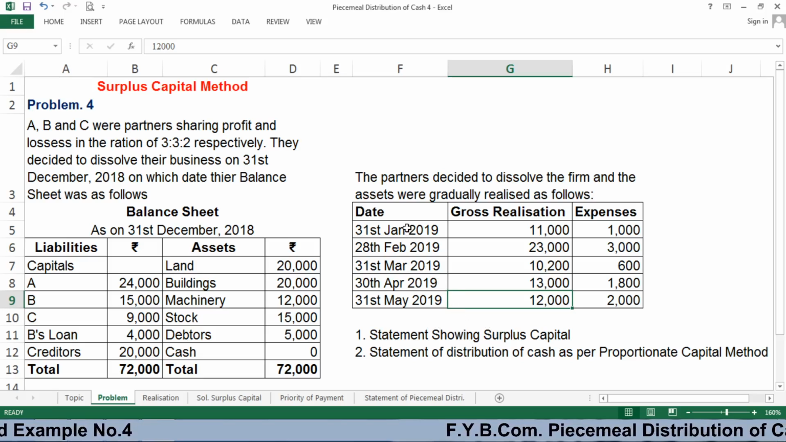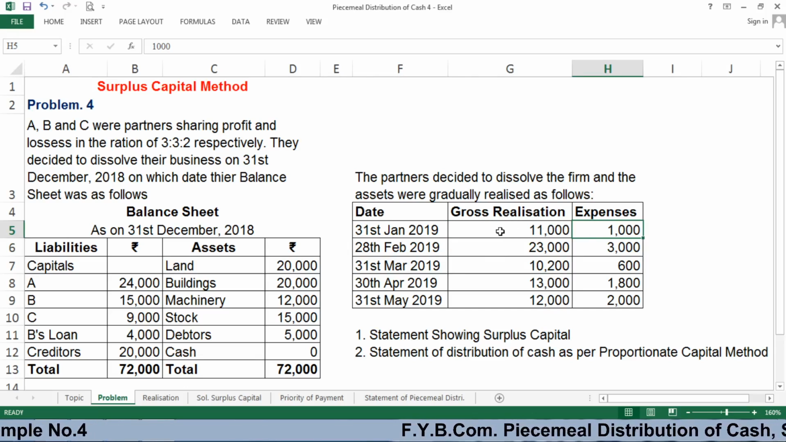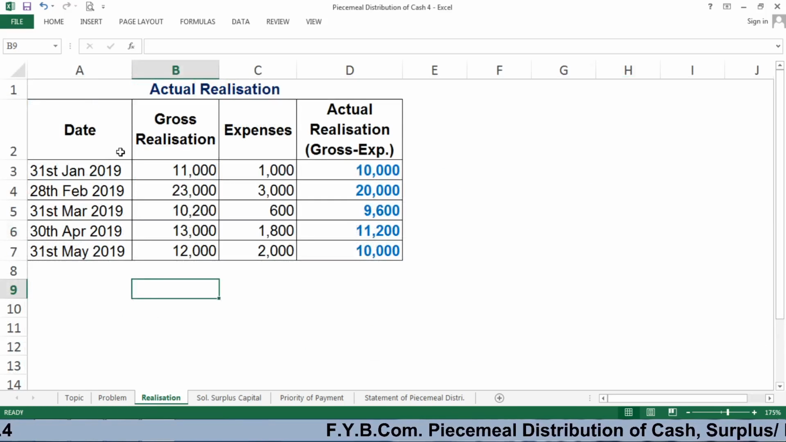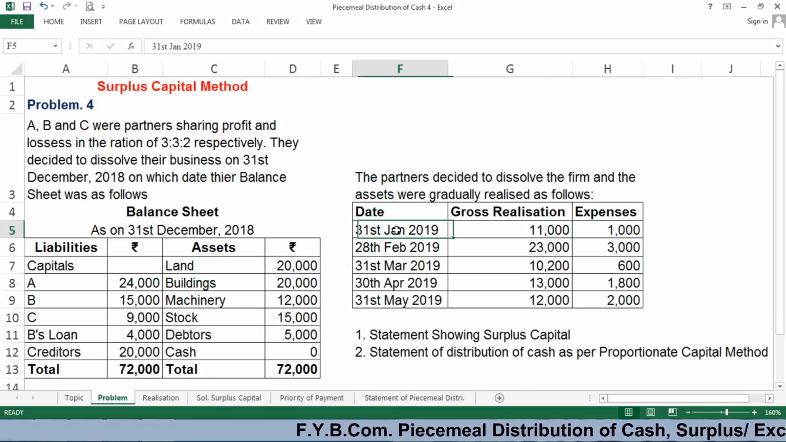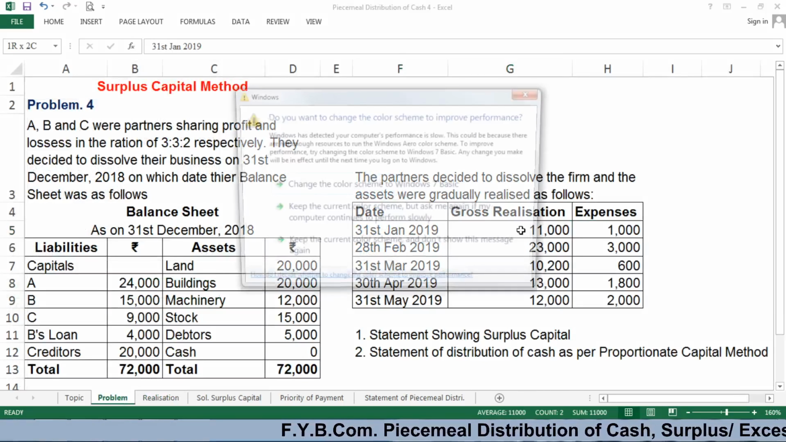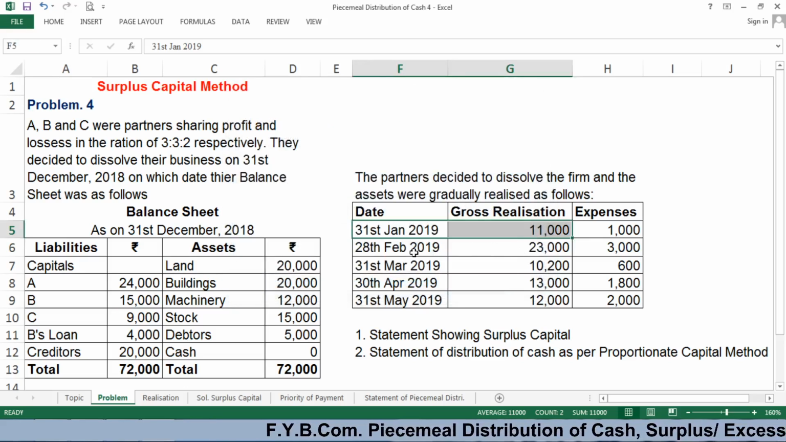So here you got the first realization of rupees 11,000, but for getting 11,000 you spent rupees 1,000. That simply means on 31st January 2019 you get rupees 10,000 only. How is it calculated? So let's start with the solution. First of all, we will calculate our actual realization. On 31st January 2019, we got 11,000. On 20th February, we got 23,000, then 10,200, then 13,000, then 12,000.